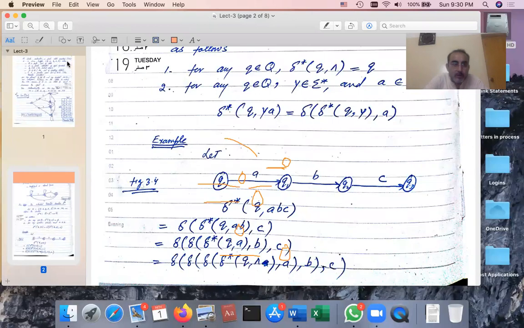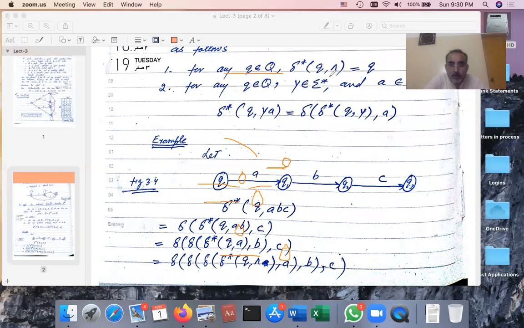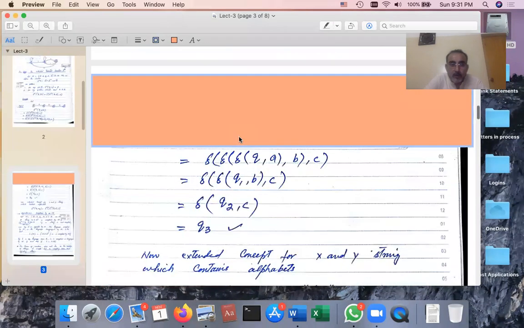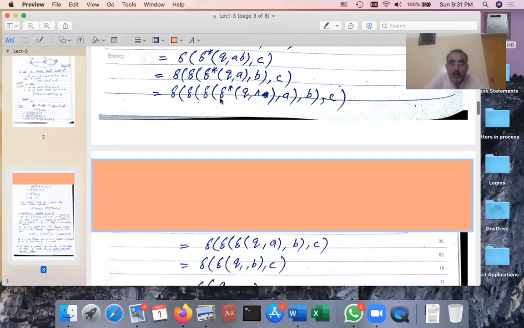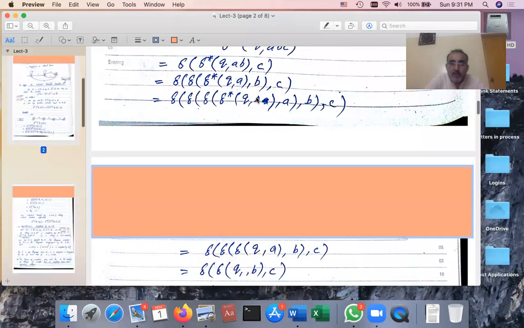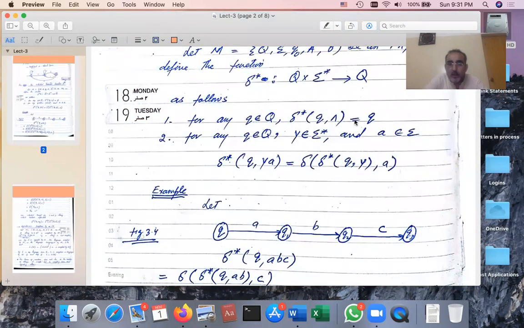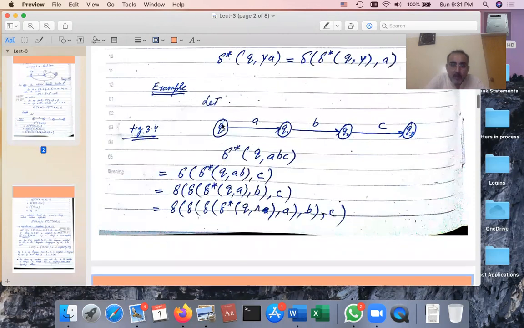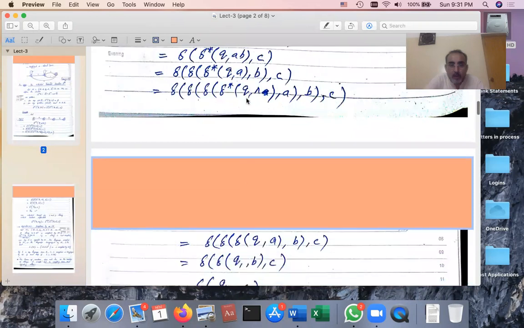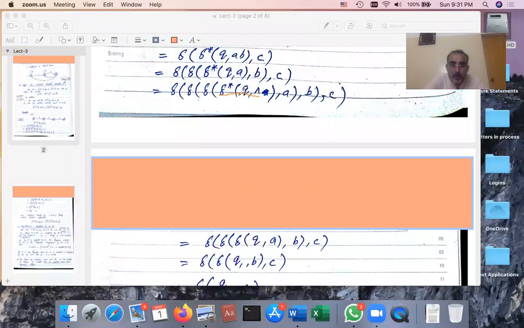According to this definition, delta star Q comma null, and this A is out now, and now we can move on to the next page. Okay, delta star Q comma null is the base case, and what will I get? I will get this Q. So here we have a Q, the same name, so you have to write Q in place of this one.